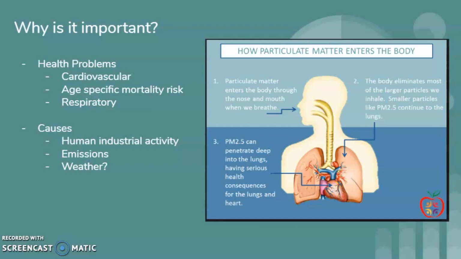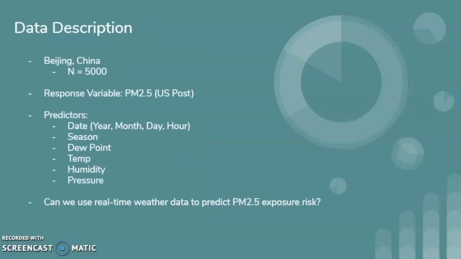I have weather there as a question mark because that is the question that the group is trying to answer, of whether or not we can use different weather climate variables as well as time to be able to predict the PM 2.5 levels in the air at any given period.